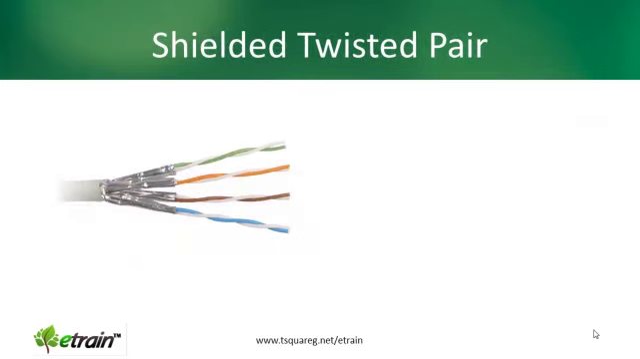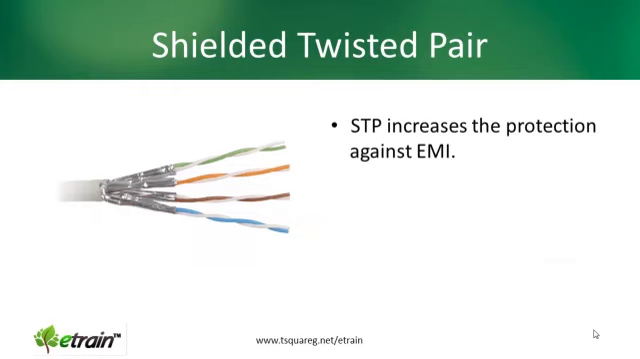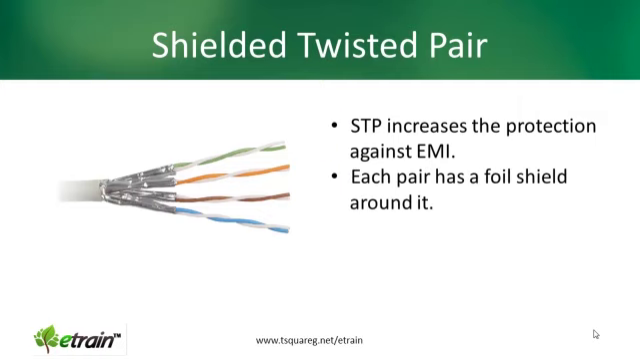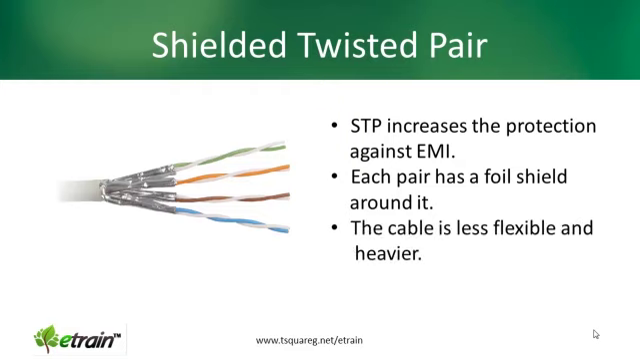If you want to reduce EMI even more, you could use shielded twisted pair. As you can see there, it increases the protection against EMI. How does it do that? Well, you can see from the photograph that each pair of wires has a foil shield around it, thus minimizing EMI and crosstalk and all that sort of stuff.